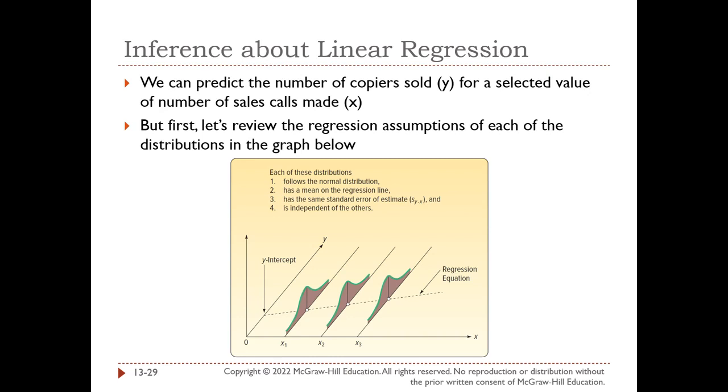So, inference about linear regression. We can predict the number of copiers sold, y, for a selected value of number of sales calls made, x. But first, let's review the regression assumptions of each of the distributions in the graph below. Each of these distributions follows the normal distribution, has a mean on the regression line, has the same standard error of estimate, and is independent from the others. So really, all this is doing is showing that the mean does fall on the regression line, but it can scatter a little bit farther away. All it shows is that there's a number of possibilities and still be within the parameters of our estimate or regression line.